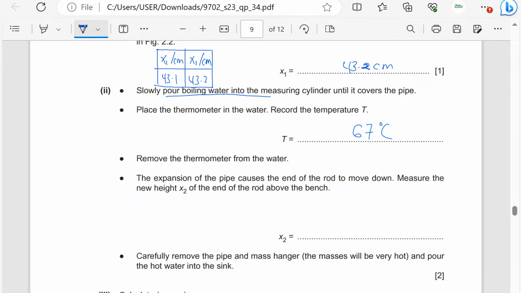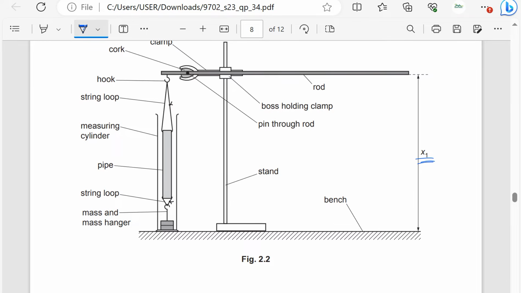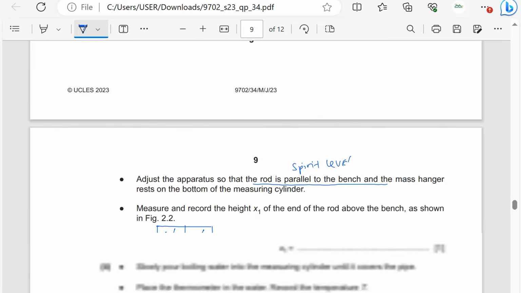The expansion of the pipe causes the end of the rod to move down. Measure the new height x2 of the end of the rod above the bench. When they poured the boiling water, the pipe was expected to expand and the rod was expected to move downward. So they had to measure x2 in the same position where x1 was measured.